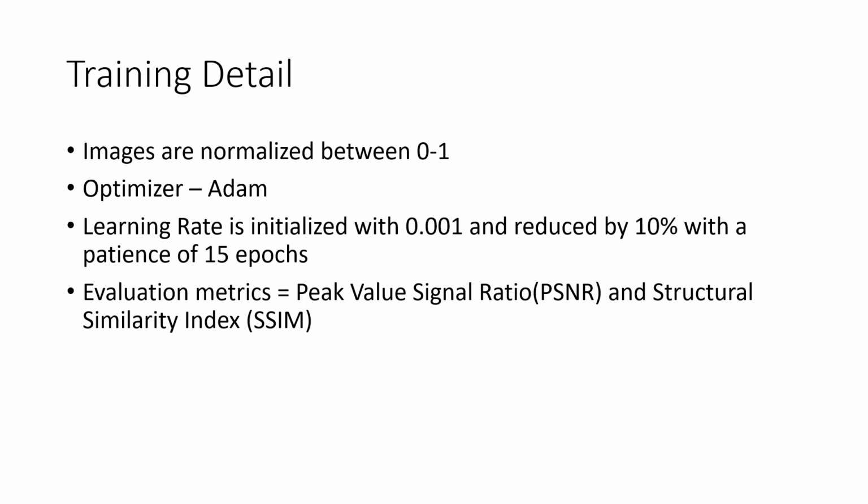So here are the training details. As a pre-processing step, we normalize the images between 0 to 1. We used the Adam optimizer and we initialize the learning rate with 0.001, which is reduced by 10% with the patience of 15 epochs. We use the evaluation metrics as PSNR and SSIM index.